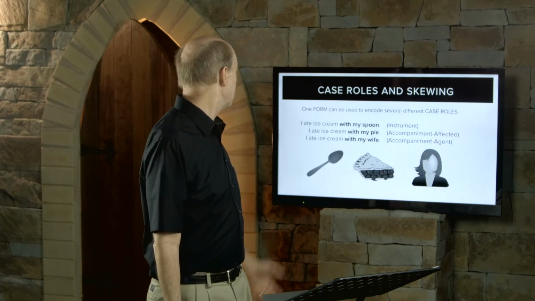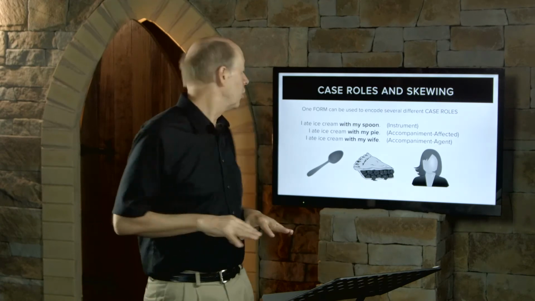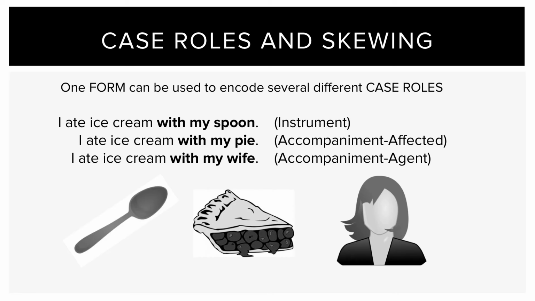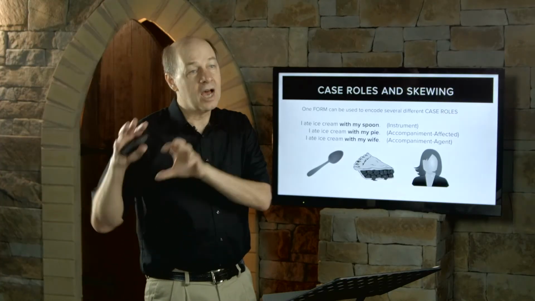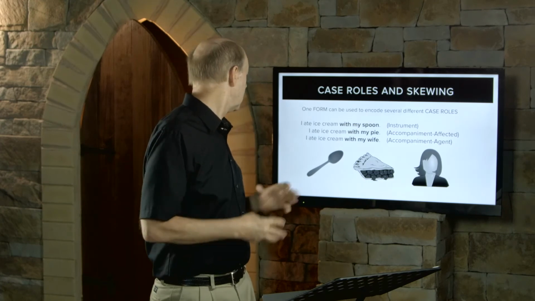Now, we need to keep in mind that a single grammatical form could represent several different semantic case roles. For example, the preposition "with" in English could represent instrument, as in "I ate ice cream with my spoon." Or "I ate ice cream with my pie." This is accompaniment of affected. I ate the ice cream and the pie. The ice cream and pie are closely associated.